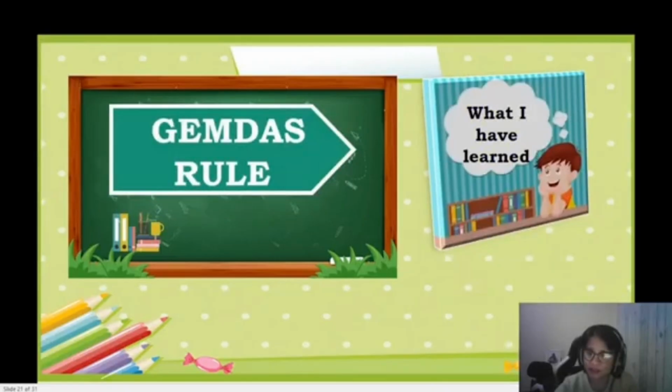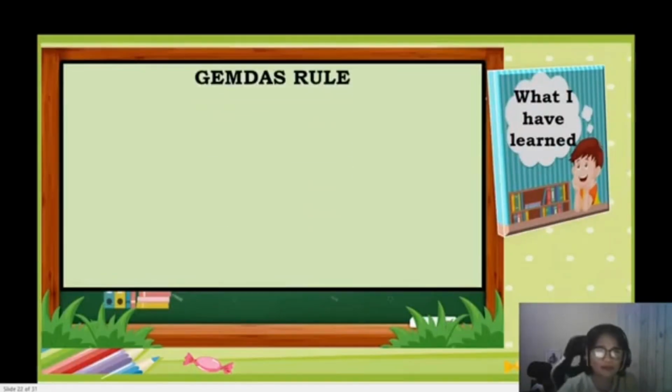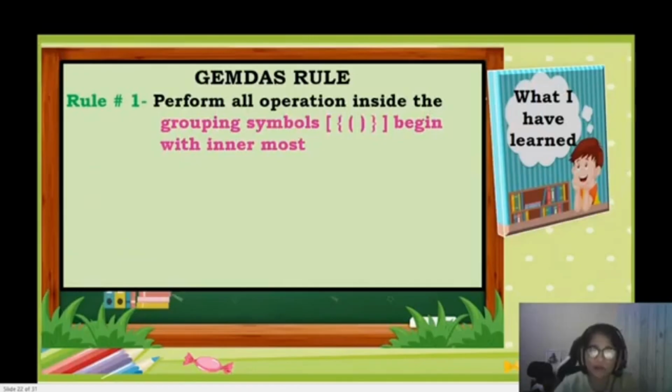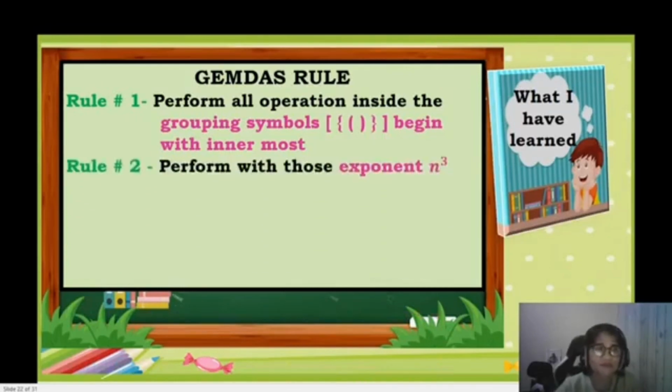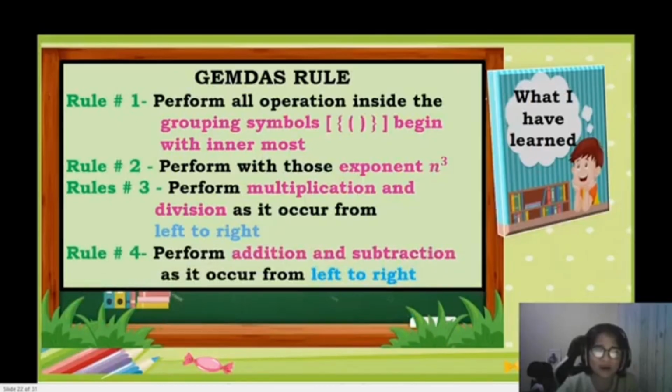We learned the GEMDAS Rule. And what are the 4 steps in GEMDAS Rule? We have rule number 1. Perform all the operations involving grouping symbols and begin with the innermost. Number 2, perform those with exponents. Number 3, perform multiplication and division as it occurs from left to right. Number 4, perform addition and subtraction as it occurs from left to right.